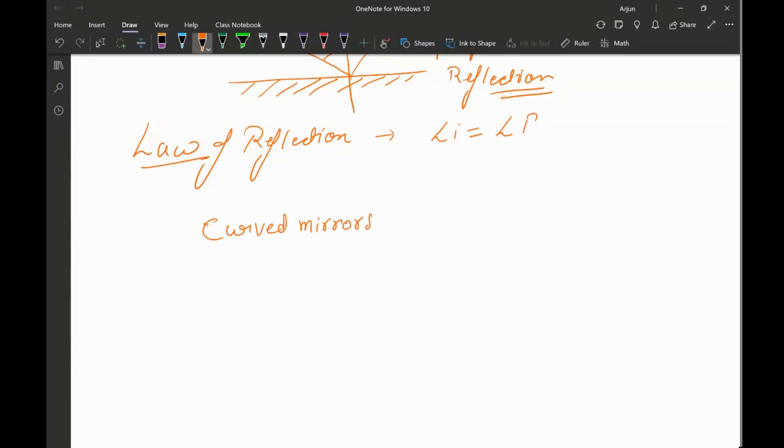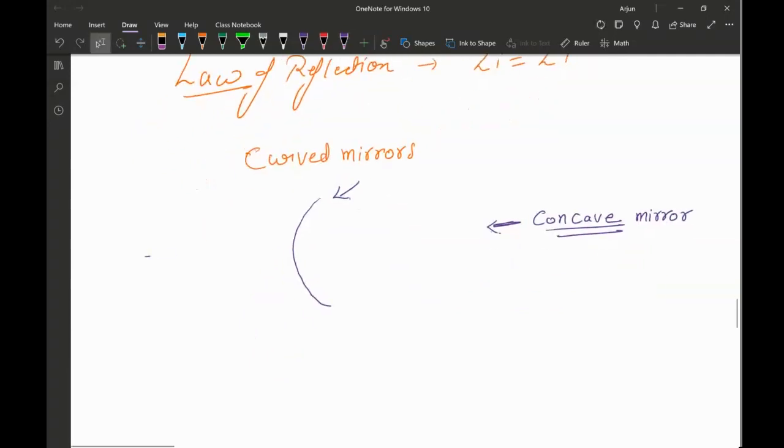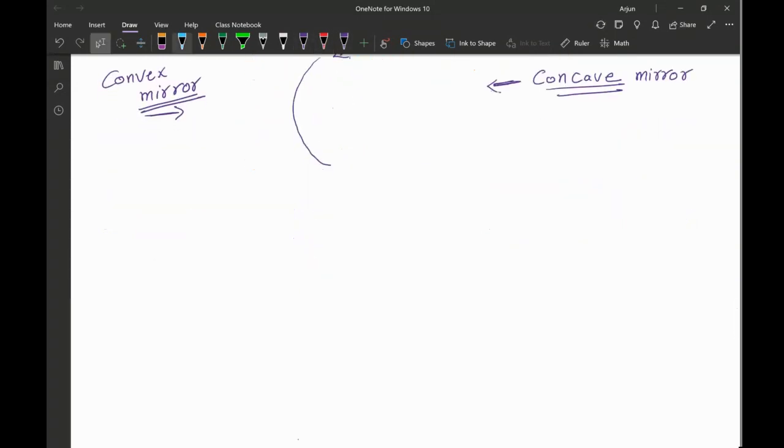So in curved mirrors, I'm going to talk about two different types of mirrors. The first one will be the concave mirror. So if I'm seeing, this is a curved mirror. First of all, if I'm seeing this mirror from this side, this is called a concave mirror. And if I see the same mirror from this side, this will become a convex mirror. Now we're going to try and see how the images are formed in case of a concave mirror and in case of a convex mirror. So first of all, I'm going to start with the concave mirror.